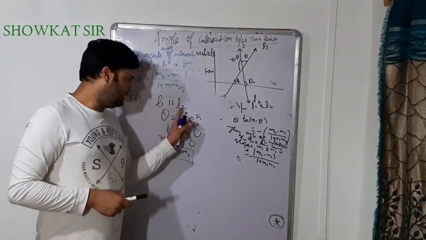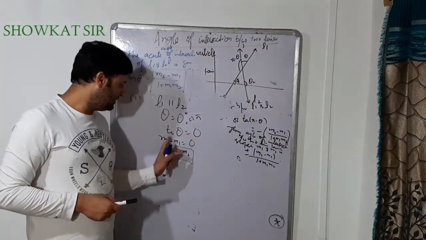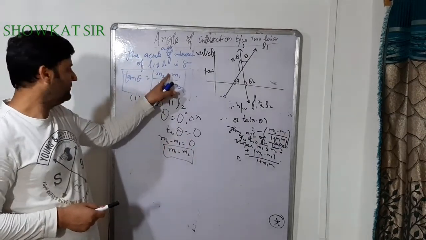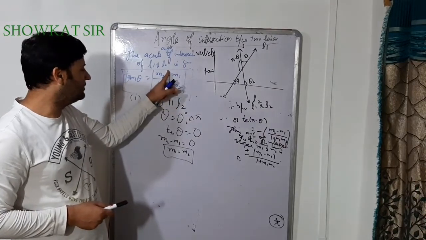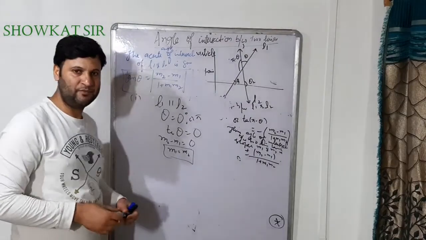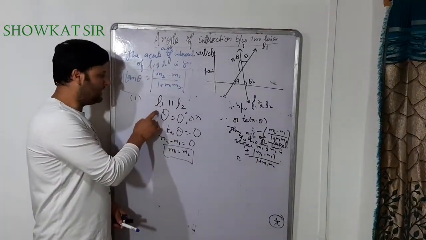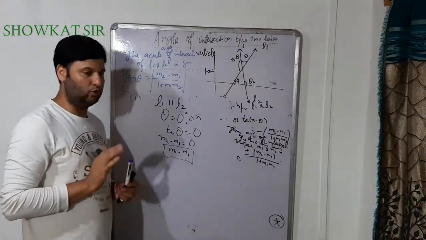When L1 is parallel to L2, theta is 0 or pi, so tan theta is 0. It means M2 minus M1 is 0, so the numerator will be 0. Numerator 0 means the denominator will never be 0. Numerator equal to 0 implies M1 is equal to M2. Slopes are equal. So when two lines are parallel, their slopes are equal, that is M1 is equal to M2.